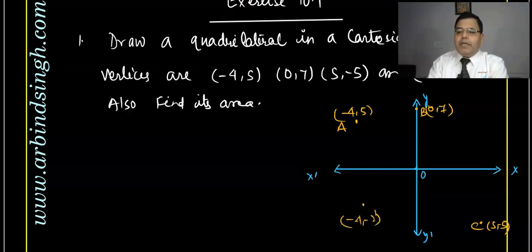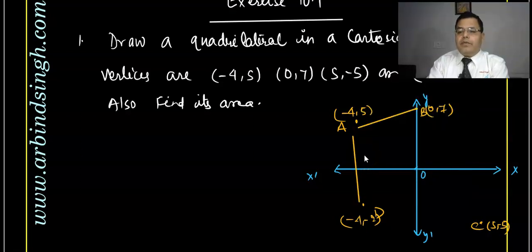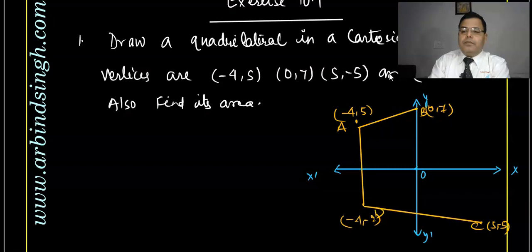And if you name them A, B, C, D, what will happen? If you join them, they will form a quadrilateral, and that quadrilateral will definitely be slightly like this. So these are the quadrilateral's vertices. We can mark them properly on the graph, and you can do that with the help of this.